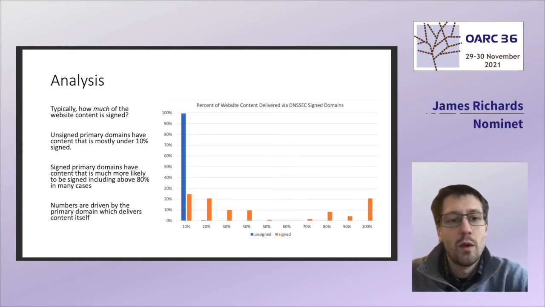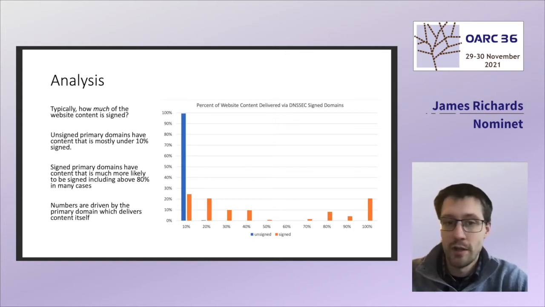If we look at websites that are signed at the primary domain, you're much more likely to get more content signed from other DNSSEC sources, or indeed from the primary domain itself. So you can see here on the right with the orange chart, quite a lot of the websites that were signed actually are fully signed, with all of the content being delivered from DNSSEC source domains. So really getting that primary domain signed, so that all of your relative references are delivered from DNSSEC secure sources, is quite important.